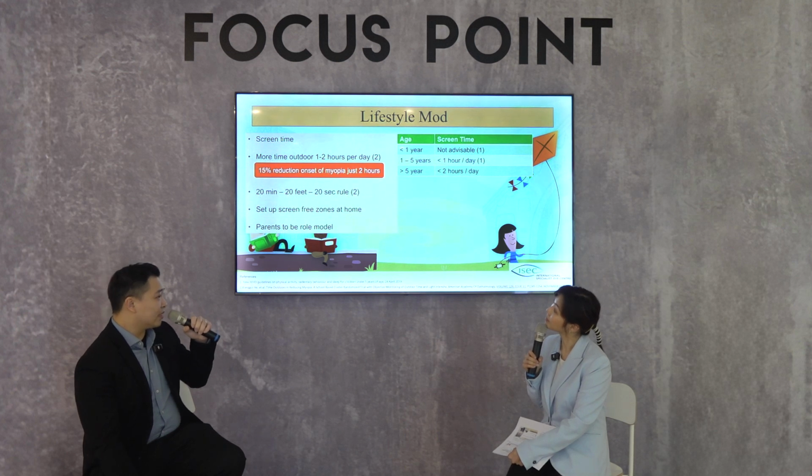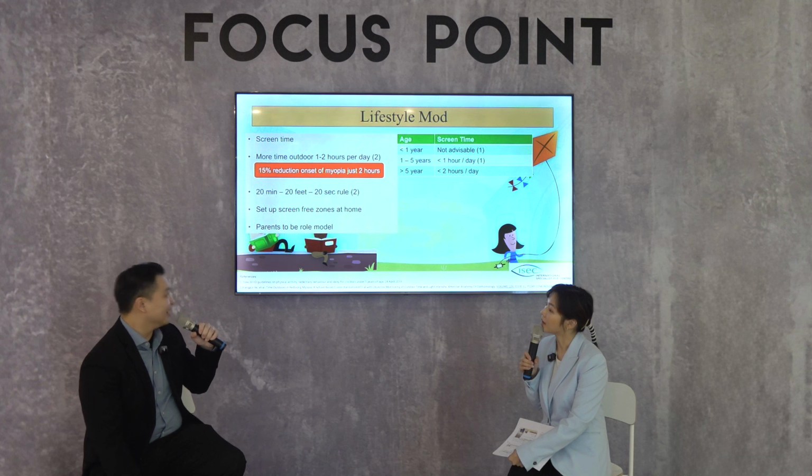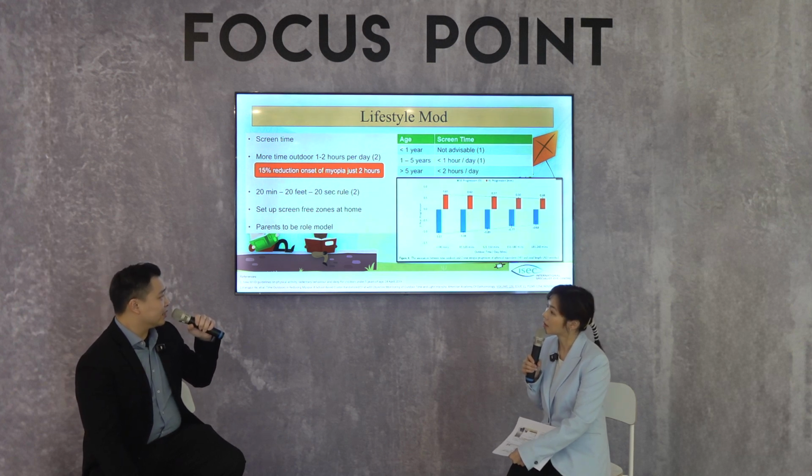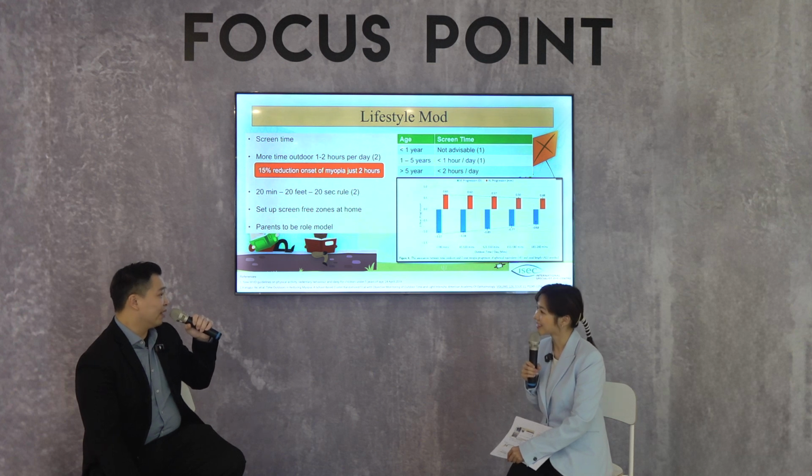So from the studies, it shows that just 2 hours per day spending outdoors, you can decrease the rate of myopia by 15%. That's quite a lot, right? 15%. Correct, yeah. And it's like a protective effect, a natural effect. Yeah. But however, take note that the study also highlighted that those who already have myopia, it may not work very well for them.